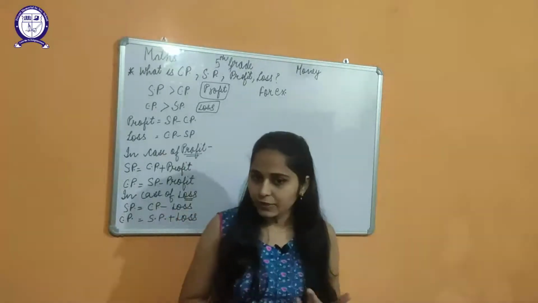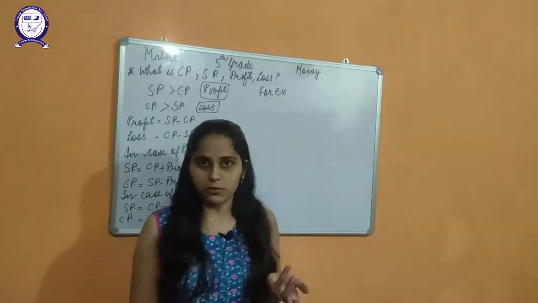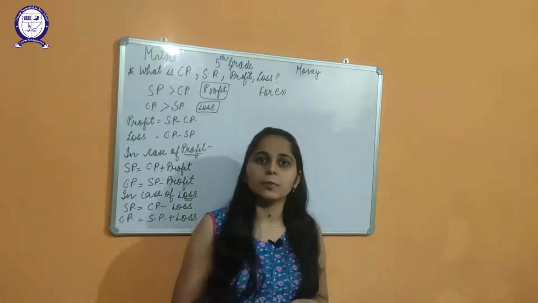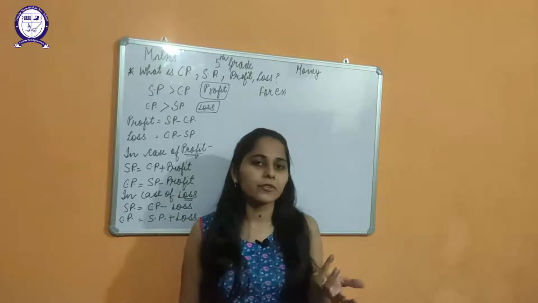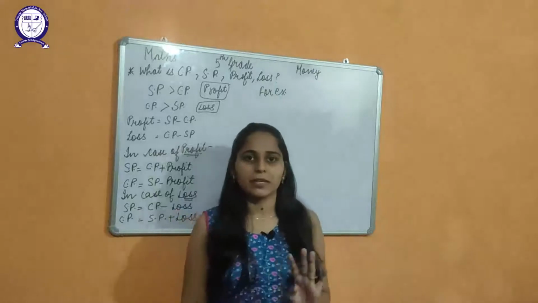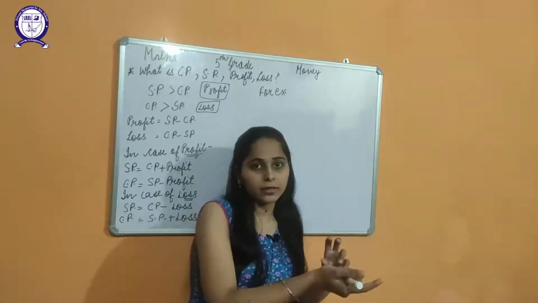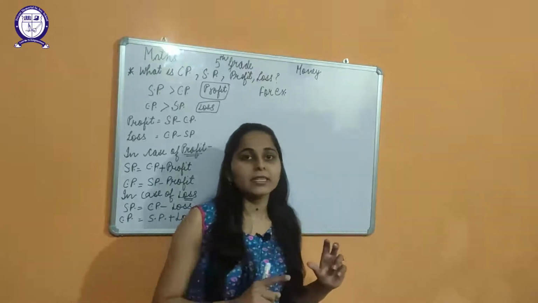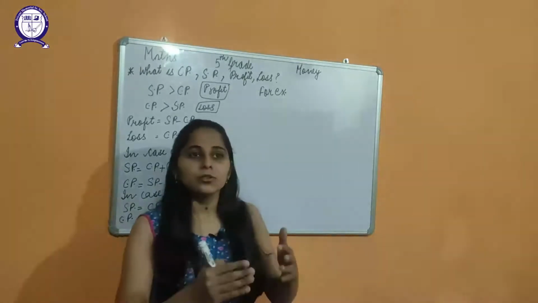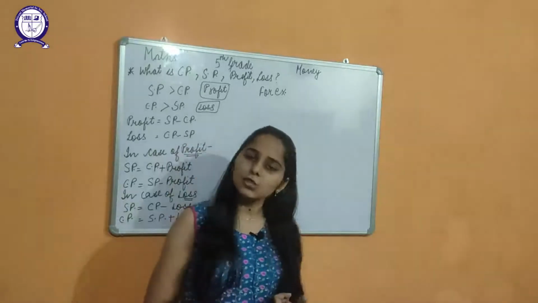But sometimes, suppose you buy a pair of socks for 80 rupees from the shop, but you don't like them, so you sell that pair of socks to your friend at 70 rupees. So the difference means your cost price is more than your selling price. In that case, CP is greater than SP, and loss occurs.